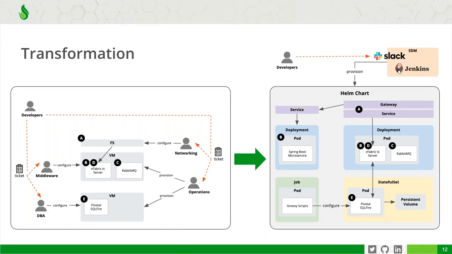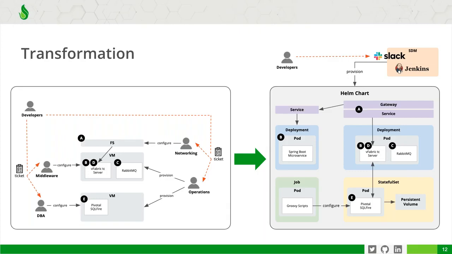The first one I was going to talk about here is this transformation that you see. This is going from, on the left, an application that's running on VMs. There's an F5. There's a whole bunch of teams involved with passing tickets around to get various parts of the application deployed. And then on the right, you see the to-be architecture, where they've adopted an orchestration system for containers. In this case, we're talking Kubernetes.